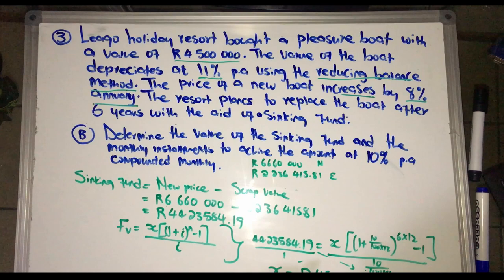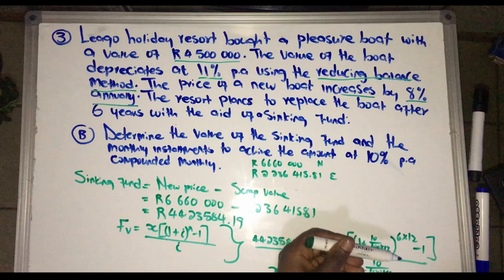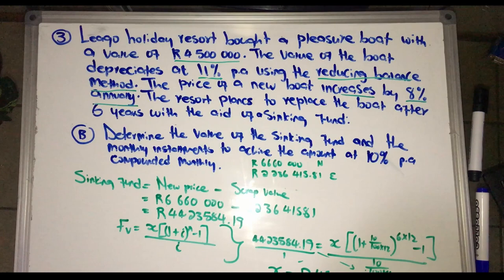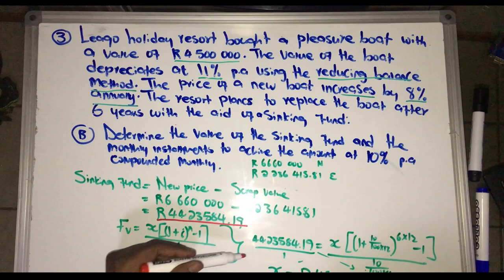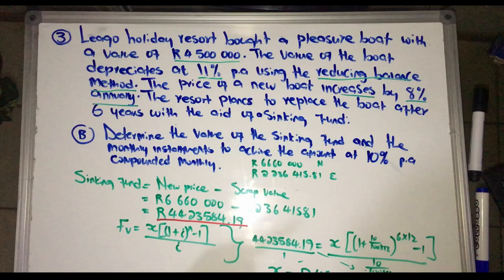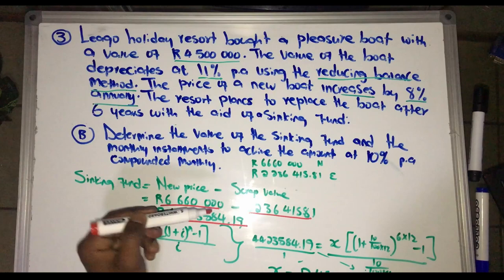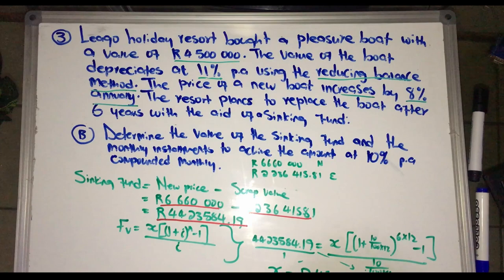After 6 years, what they contribute plus the interest, because this is an investment, will be worth 4.4 million rands. So that's 4.4 million rands. How about the value of the current boat, which is 2.2? It'll be 6.6 million rands, which is the price of the new boat. So this is how we solve it.